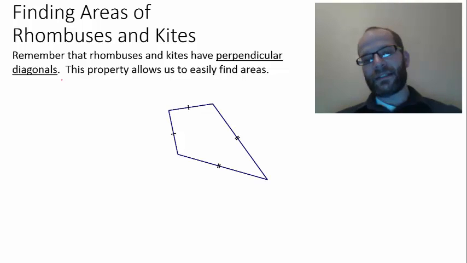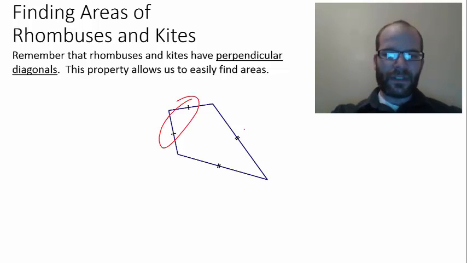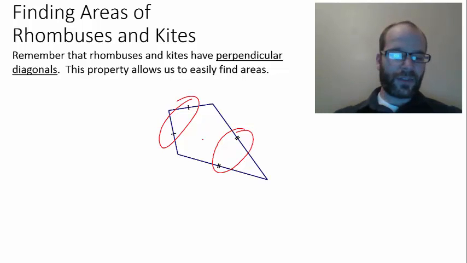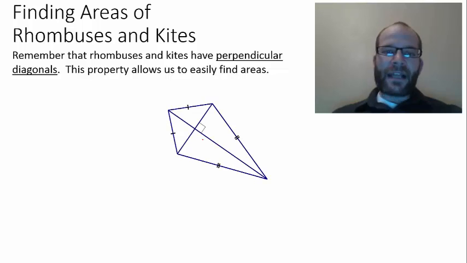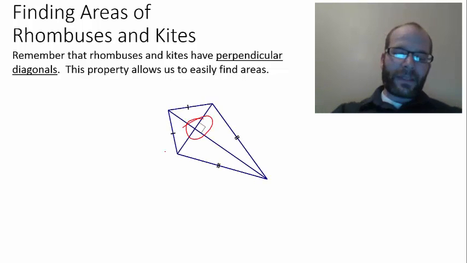Here is a kite. For our purposes, it could just as well be a rhombus, but we're starting with a kite. Notice it has two pairs of congruent sides here, and that those sides which are congruent are also adjacent. First thing we'll do is draw in the diagonals, and note again that the diagonals are perpendicular.